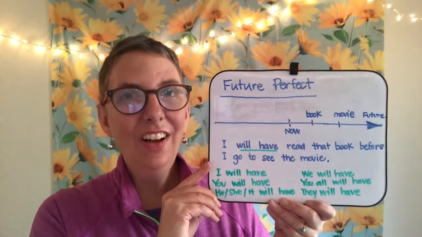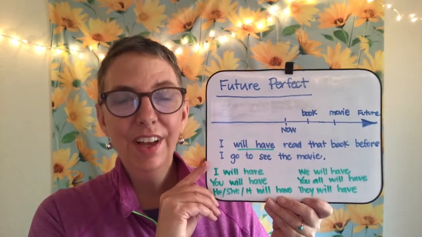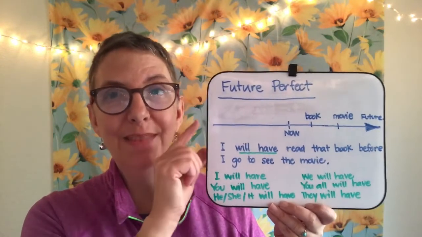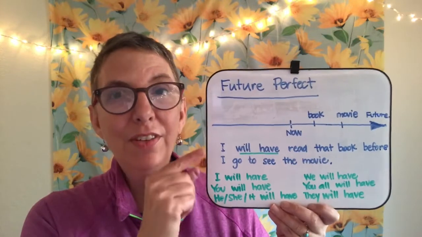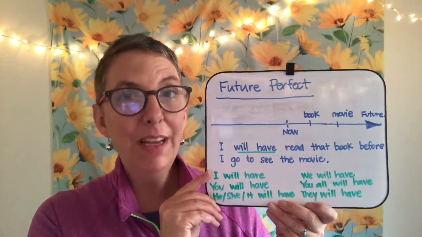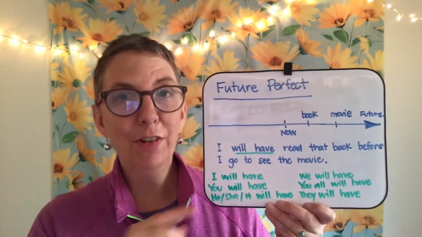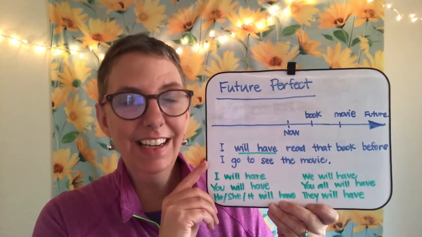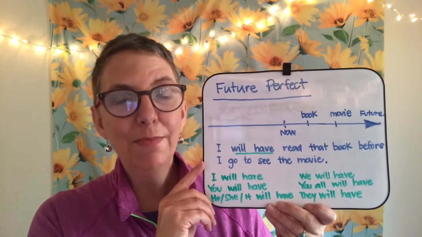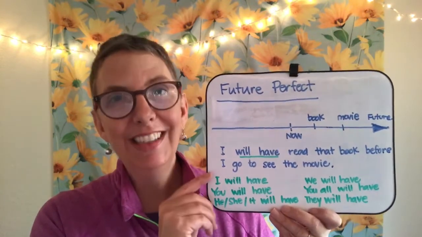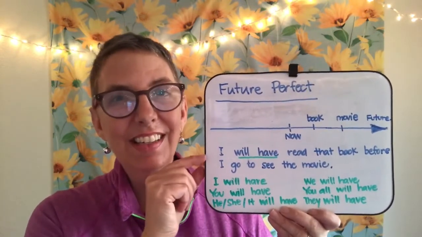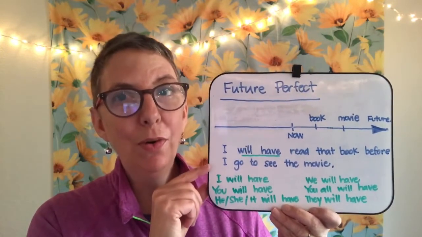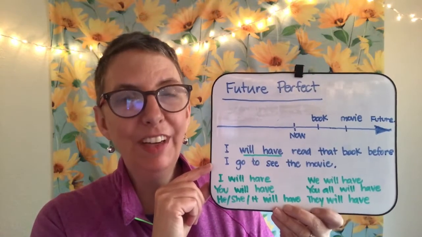Just like in all of our other verb tense videos, I wanted to show you how the future perfect would look on a timeline. So I have used the sample sentence that I've been using in all of the other verb tenses to help you understand how the future perfect might sound with a similar sentence. So this sentence: I will have read that book before I go to see the movie.